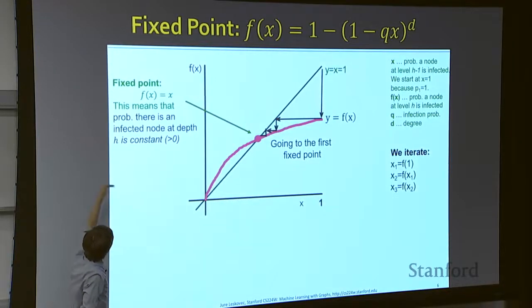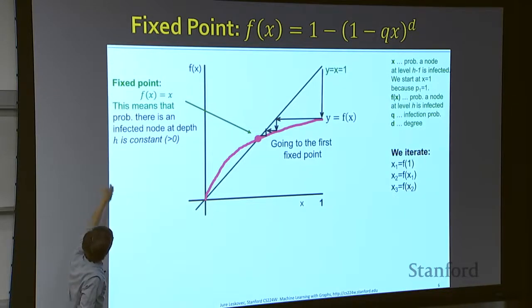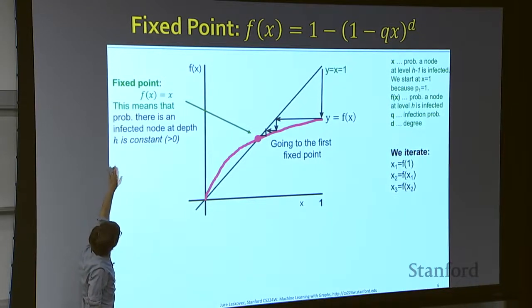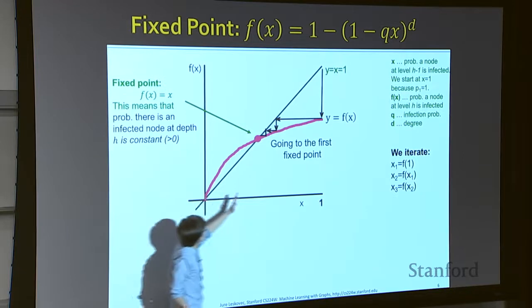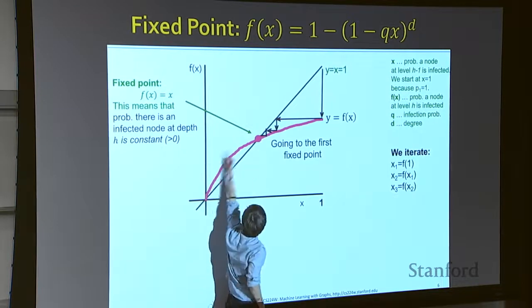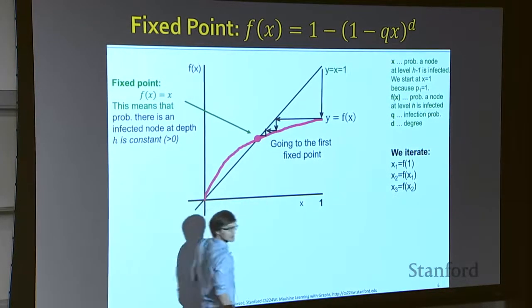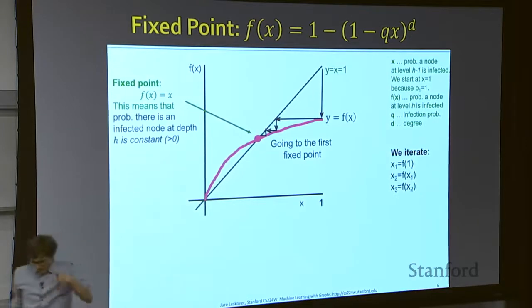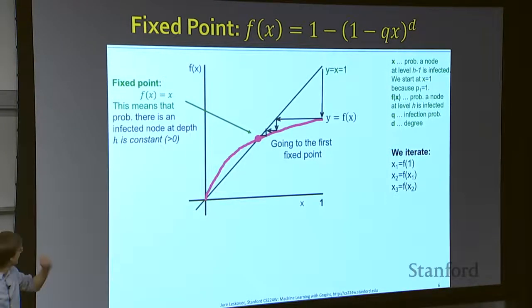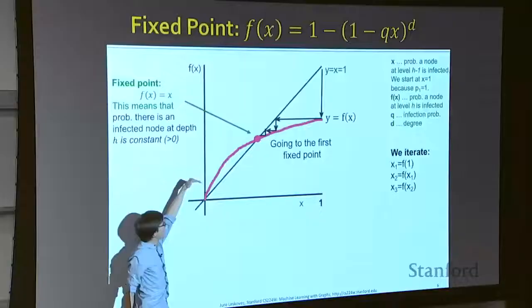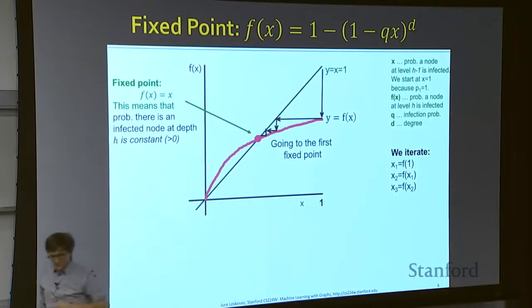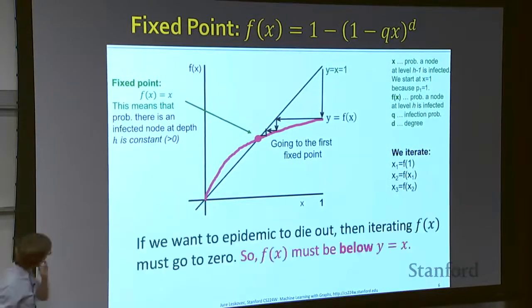So this means that this is a fixed point, right? This means that the probability that there is an infected node at some depth h will be constant, because f of x equals x. This is x equals y. So it will get stuck there, and I'll have the constant probability of having an infected node from some depth on.